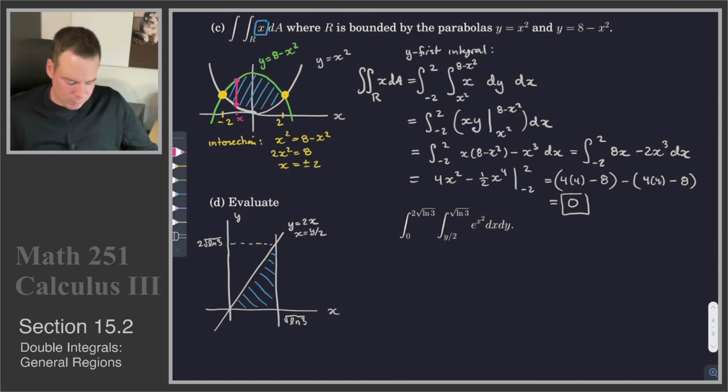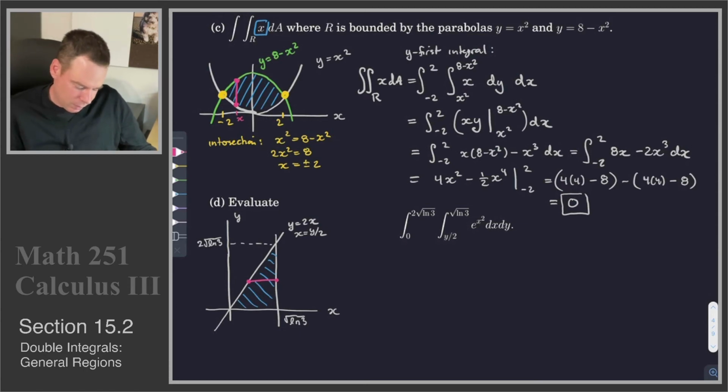How are we set up with this integral? Well, we're integrating over x first. So we're integrating along x first, like this, and then along y second. So we're treating it as a horizontally simple region, or an x first integral.